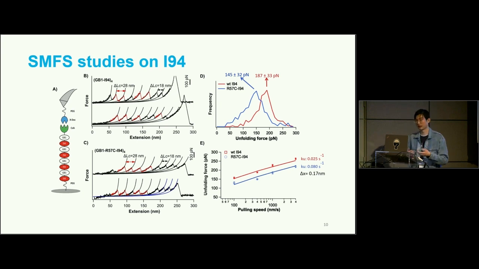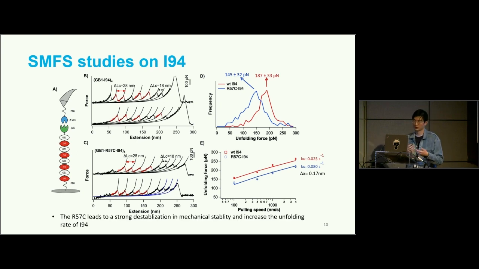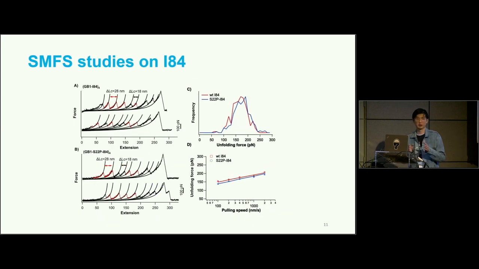And we found that the mutation accelerates the unfolding rate. To draw a conclusion, the mutation can lead to a strong destabilization in the mechanical stability of the I94 domains. However, things are a little bit different in I84.